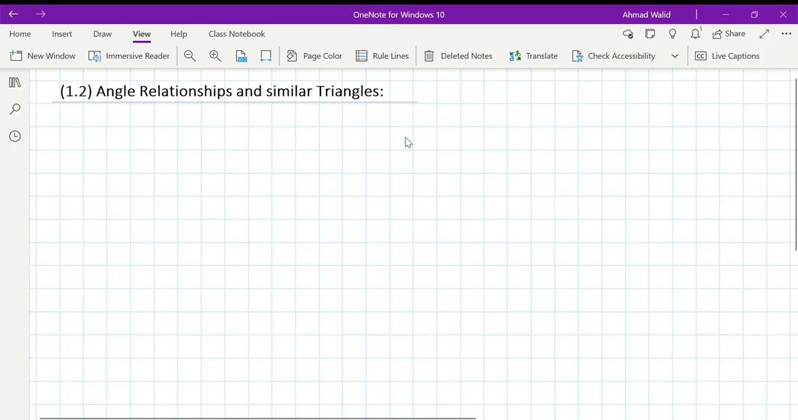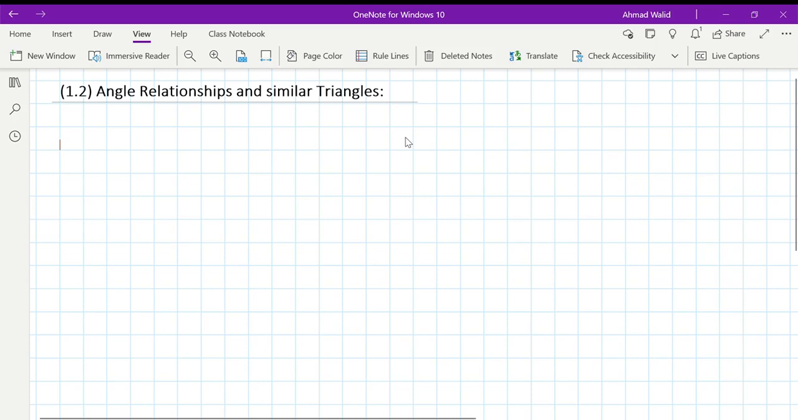Hello all, let's start section 1.2. In 1.2 we are still kind of working on geometry, not trigonometry yet, but in 1.3 of your book we will start with actual lectures of trigonometry. In 1.2 we are getting more familiar with angles and their relationship. As you see in the topic, 1.2 is talking about angle relationships and similar triangles.